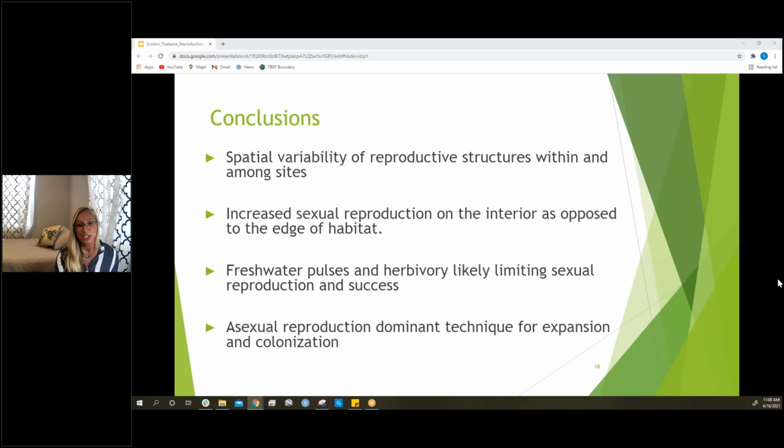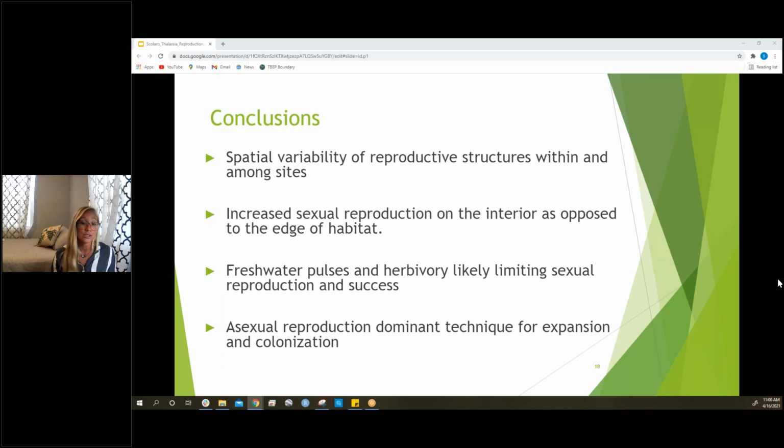So in conclusion, May is peak anthesis and June is peak fruiting. There is significant spatial variability of reproductive structures, including flowering, sex ratios, fruiting, and seedlings, both within and among sites. Sexual reproduction is dominantly performed by older shoots in the interior of the bed as opposed to on the edges.